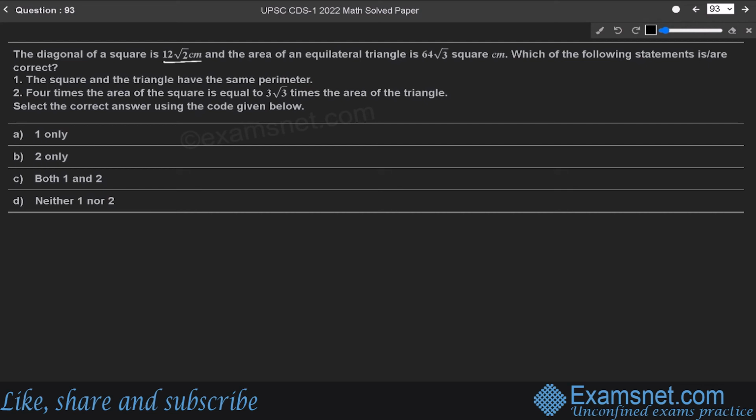The diagonal is given, which is 12 root 2 centimeter, and the area is given for the equilateral triangle, which is 64 root 3 centimeter square. Let this be equation number 1.